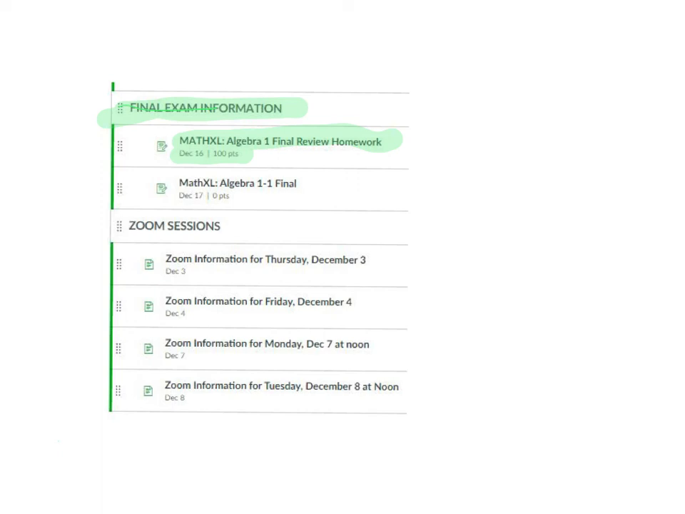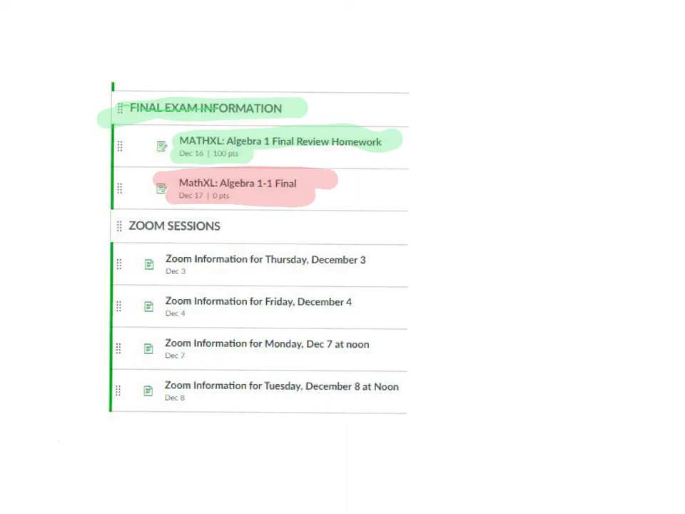And then right here is a very important piece of information that we have our final exam on December 17th, and that will be in Math Excel. Now, all of this is going to be in future modules, but I know that I have some students looking ahead, planning, trying to get things on their calendar, and so I want to provide that information for them.